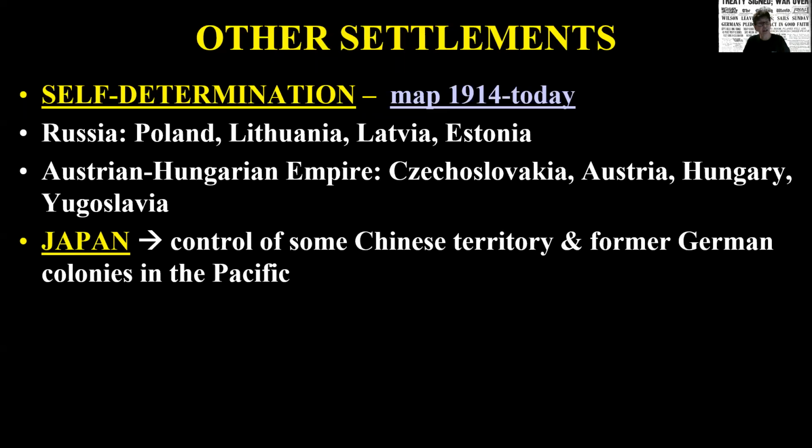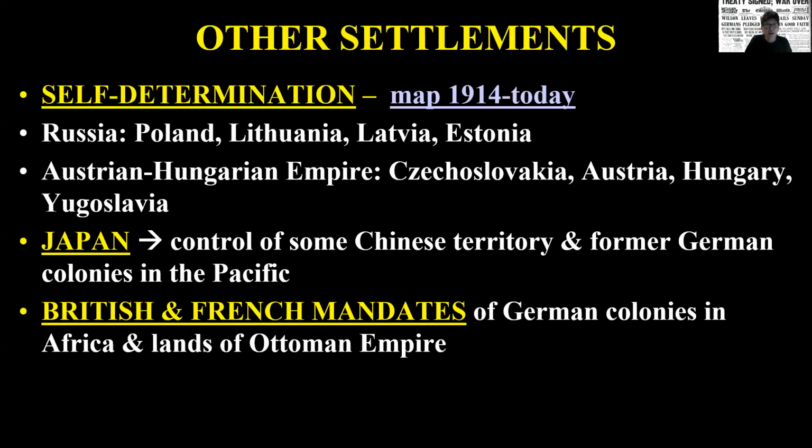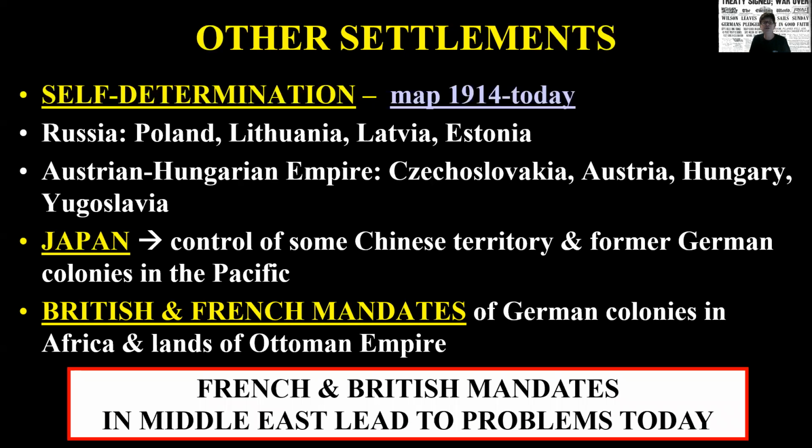Japan comes out ahead. It's actually an ally in World War I. It gets control of some Chinese territory and all the former German colonies in the Pacific. That's just going to whet their appetite for more. And you get the British and French mandates of German colonies in Africa and the lands of the Ottoman Empire. British and French mandates in the Middle East lead directly to the problems that we have today.